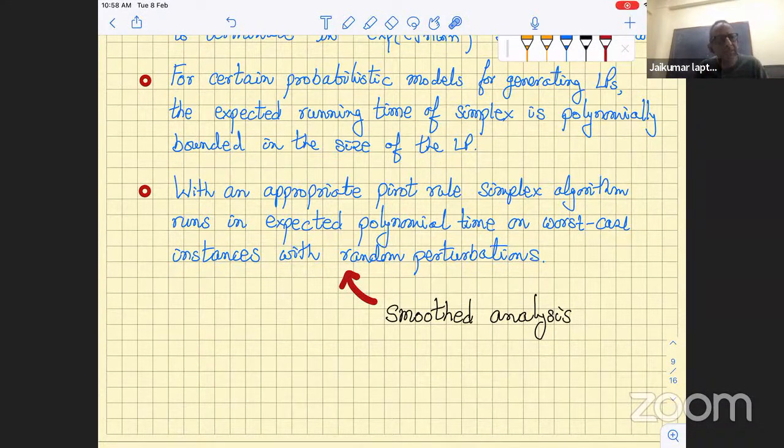And then I will run simplex, according to some pivot rule, which is different from everything else. And then it can be shown that no matter which LP you give, with that pivot rule, the simplex method would terminate in expected polynomial time. That is called smoothed analysis, and this is somewhat technical and difficult work, which is celebrated. It has won many awards.